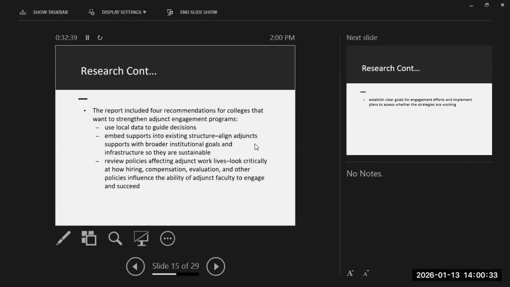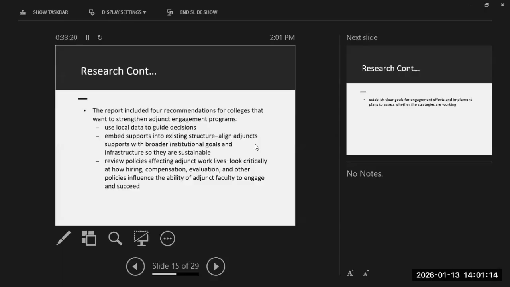So the report included 4 recommendations for colleges that want to strengthen adjunct engagement programs. Use local data to guide decisions. And in a minute, there was a chart from that study where they analyzed the data of what the adjunct faculty were saying, some areas that they would like to see more opportunity in. Embed supports into the existing structure, align adjunct support with broader institutional goals and infrastructure so they are sustainable, and review policies affecting adjunct work lives.